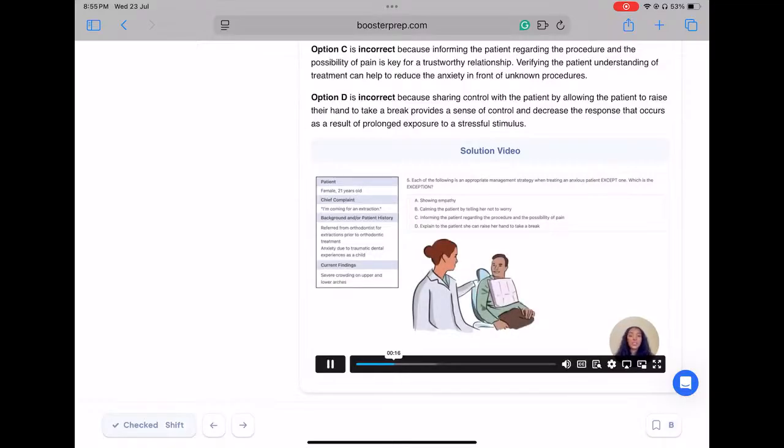Option A reads showing empathy. This is a great tool in treating someone who is anxious because this way it allows you to understand your patient better, communicate with them appropriately, and also acknowledge their feelings. So because this is an appropriate management strategy, this would be incorrect.